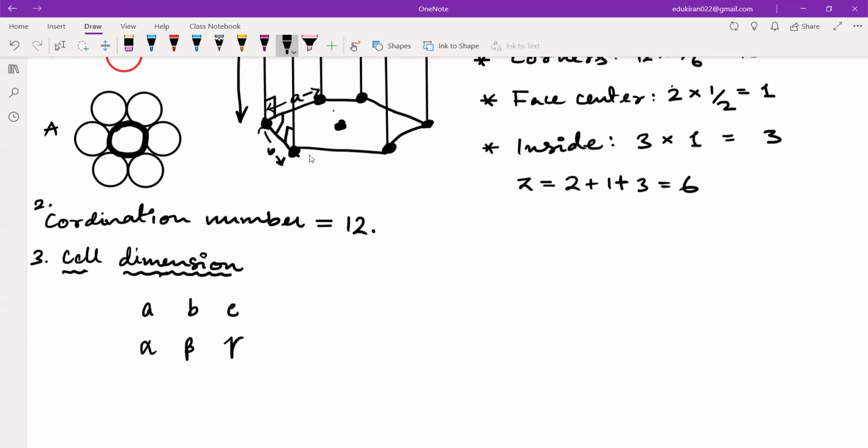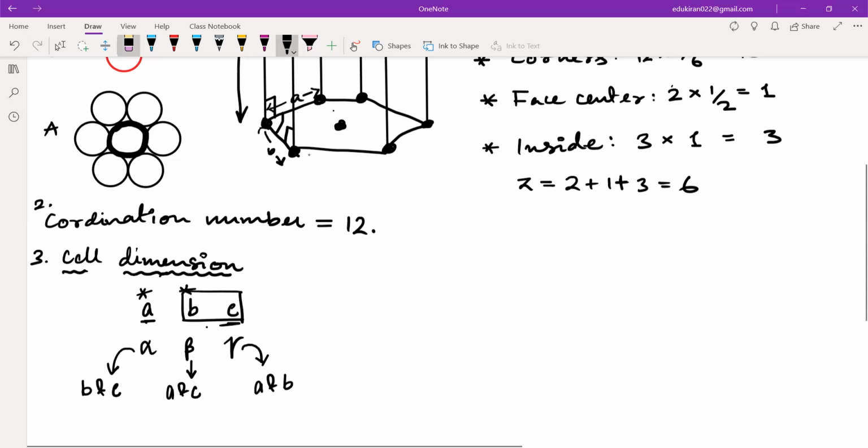Alpha is the angle between B and C. Beta is the angle between A and C. And gamma is the angle between A and B. Can you remember this? Alpha is the angle between B and C, beta is the angle between A and C, and gamma is the angle between A and B. So this is how it is named.